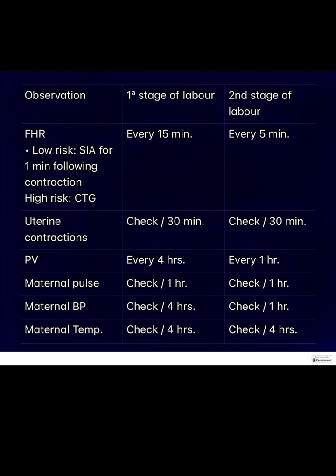And the other thing is uterine contraction. In both stages, every 30 minutes you have to check the uterine contractions. Per vaginal examination, you have to do every 4 hours, and in the second stage of labor every 1 hour. Pulse should be checked every 1 hour in both, and maternal BP every 4 hours in the first stage of labor, and in the second stage of labor every 1 hour. Maternal temperature is checked every 4 hours, and in the second stage of labor also every 4 hours.